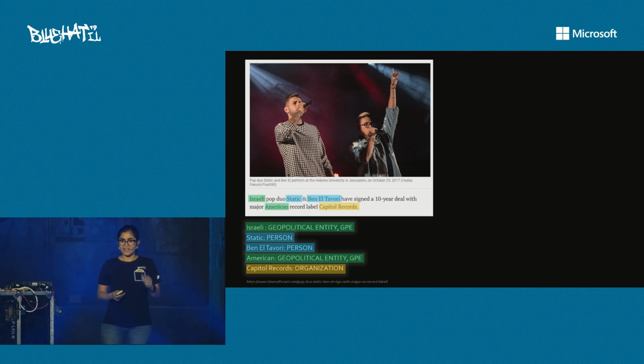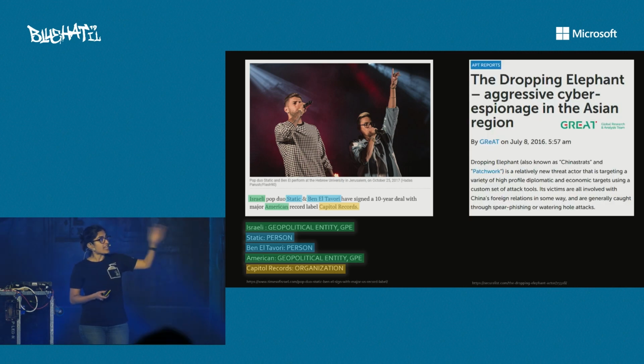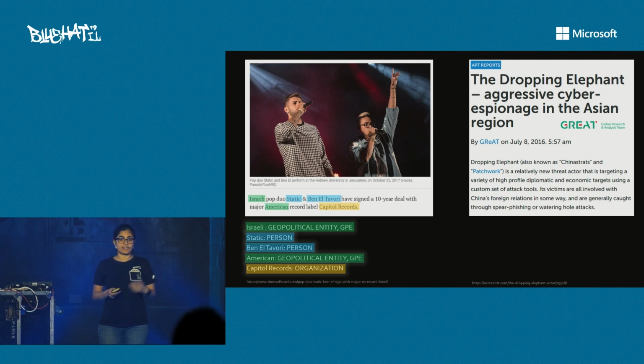And even though static doesn't sound like the name of a person, the algorithm is intelligent enough that based on the context in which it appears, it can extract that and identify that correctly as the name of a person. But when I apply these toolkits on an APT report, they completely fail. So for example, if I have this type of text, and if I pop this into an off-the-shelf text analytics toolkit, it does not extract any entities.